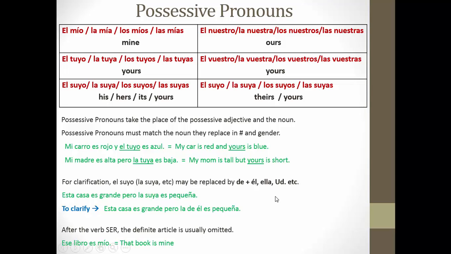Lastly, I just want to point this out. You don't have to do this, but after the verb ser, it is common to omit that definite article. They will just take it out. They won't say es el mío. That book is el mío. They'll just say es mío, it's mine. If you want to leave the article in there, you can. But just don't be surprised if you see it omitted after the verb ser.